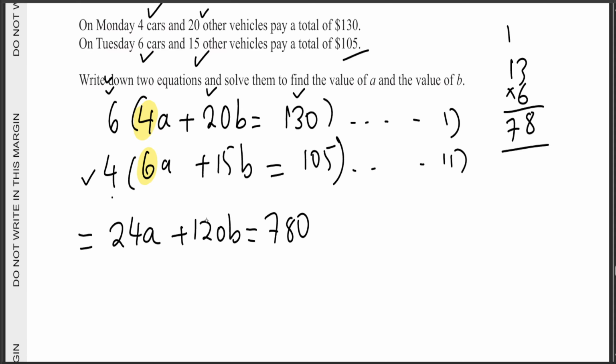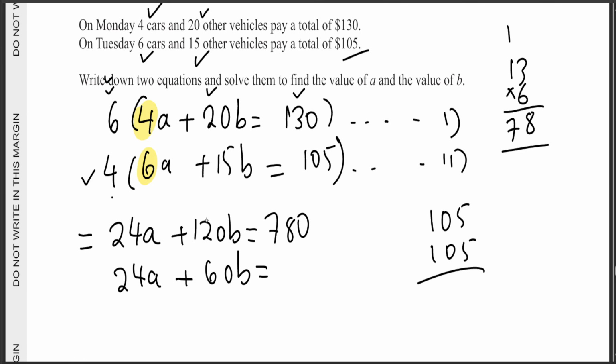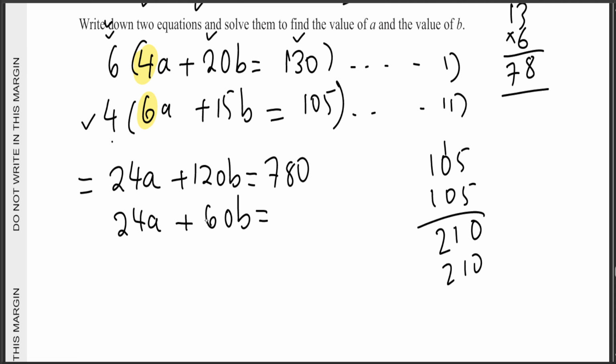Okay, let's go to the other equation. 4 times 6, obviously 24A. 4 times 15B, 4 times 15 is 60, so 60B, is equal to 105 times 4. 105 plus 105 will give you 210. Add another 210 and it's going to give you 105 times 4, so that gives you 420.